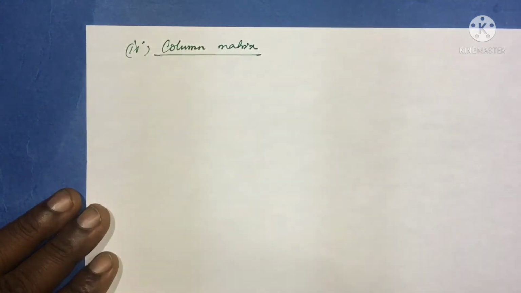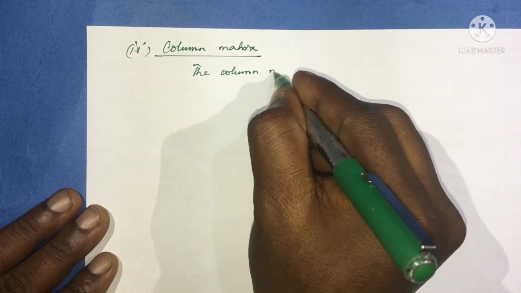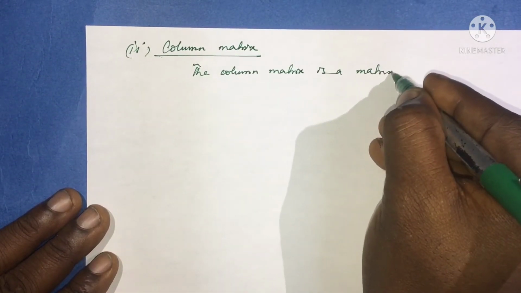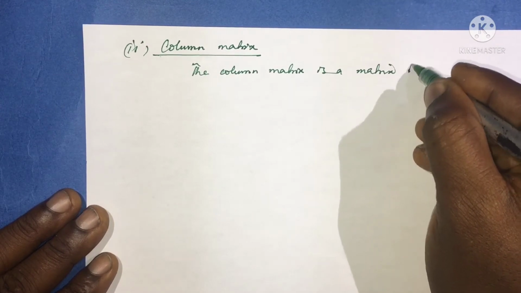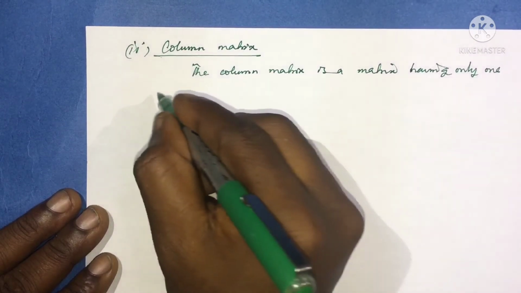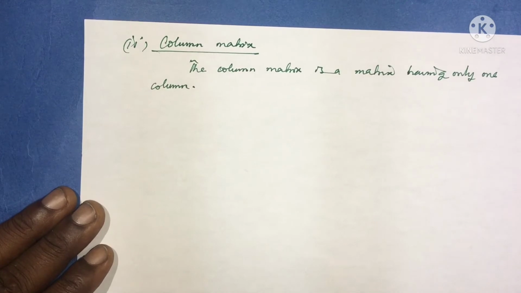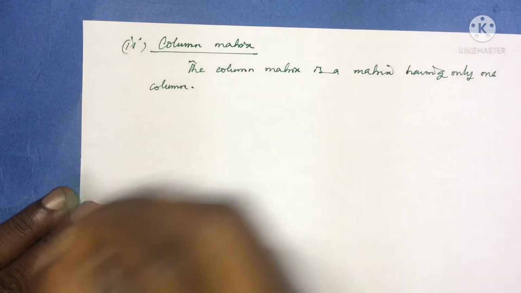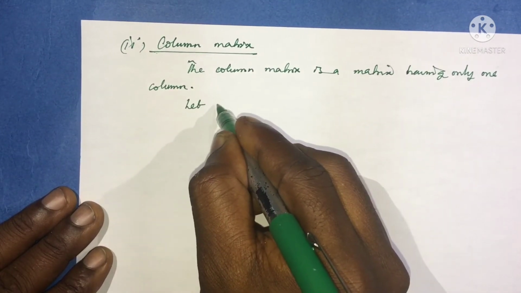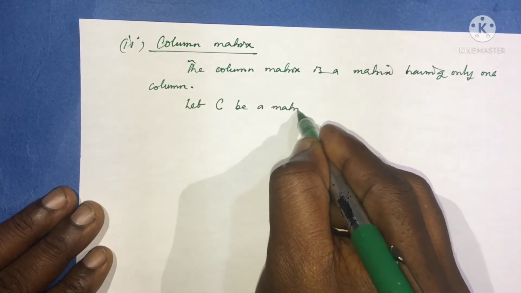Now, the column matrix is a matrix having only one column. Okay? It's a matrix having only one column. So if you don't want to define it that way, we could say let C be a matrix.